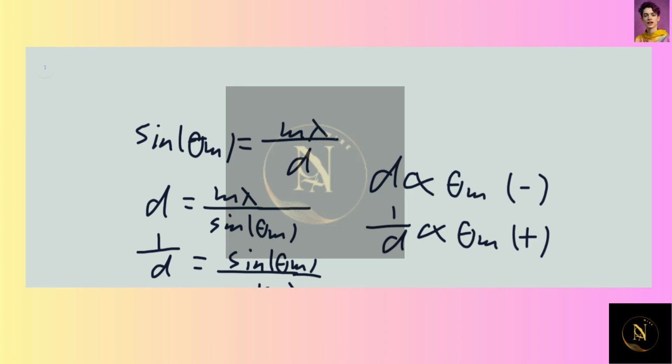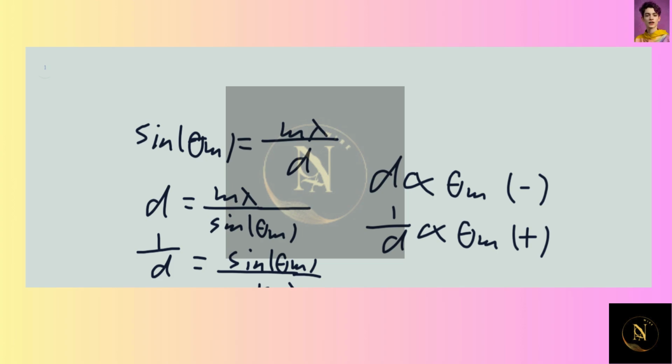And we know there's a formula for the separation of double slit from the equation sine theta m equals m lambda divided by d. m is the order, lambda is wavelength, and d is the separation of the two slits. And d is equal to m lambda divided by sine theta m, and 1 over d, which is the reciprocal of the separation of the two slits, which is the number of lines per meter for the gratings, is equal to sine theta m divided by m lambda.